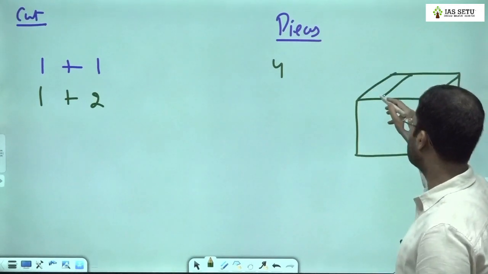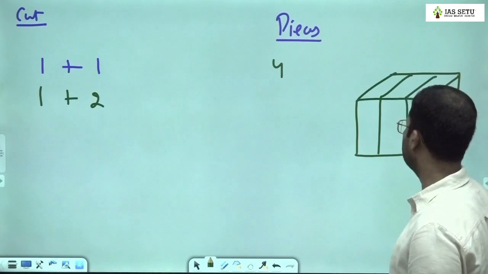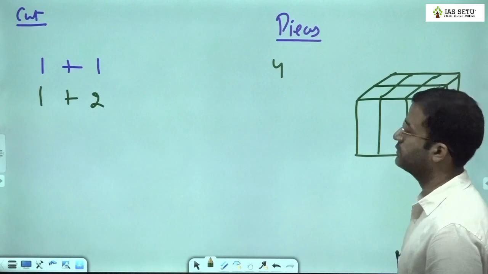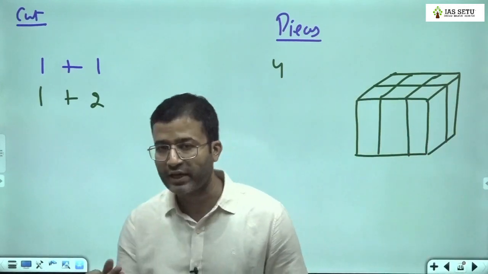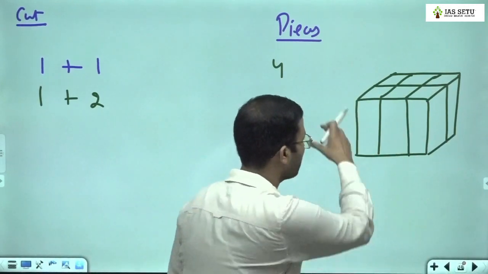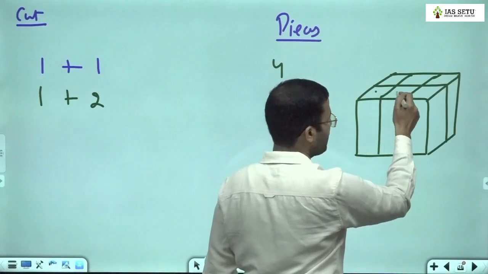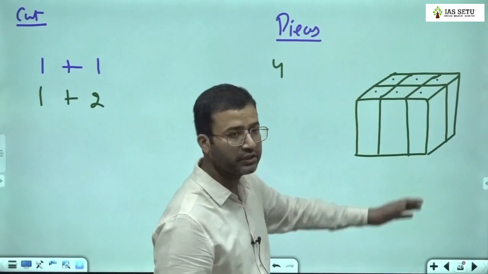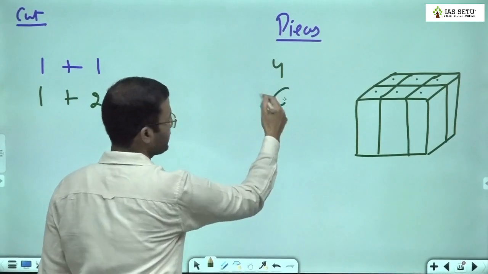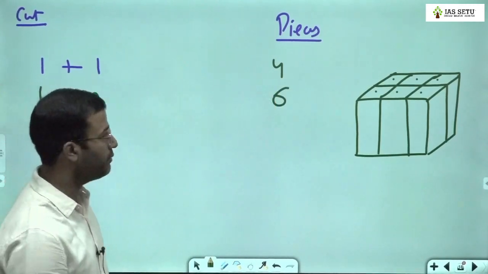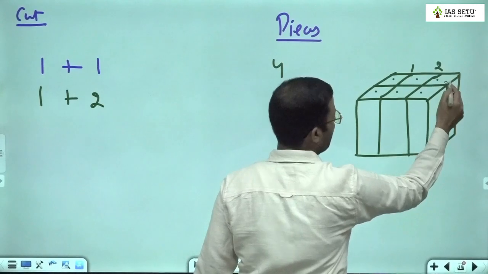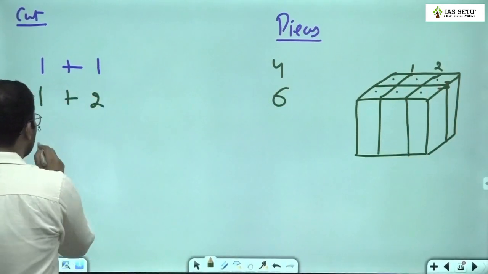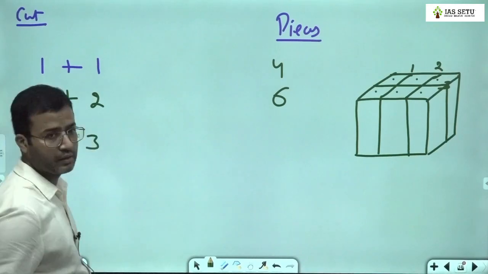Like here, this is cut number 1, this is cut number 2, and this third cut is along this axis. Can you imagine or visualize, there are 2 layers, front layer and the back layer. This is 1 2 3 4 5 6. 3 pieces in front, 3 in the back. How many pieces do we have? 6. Total number of cuts: 1 2 and 3.